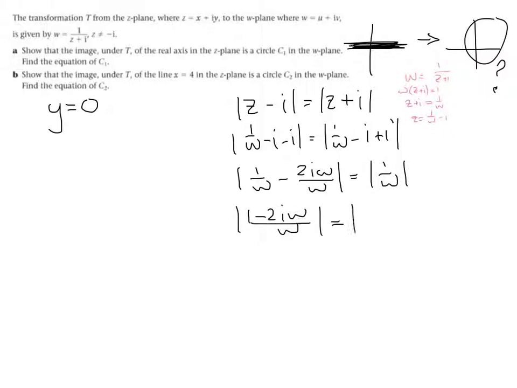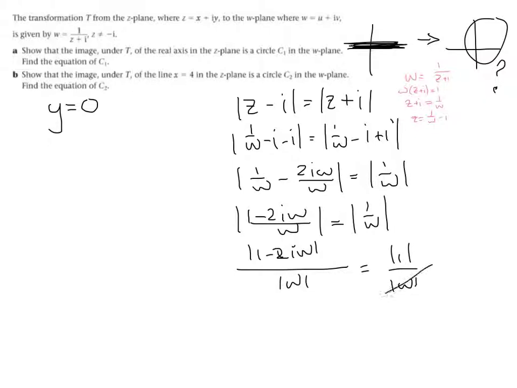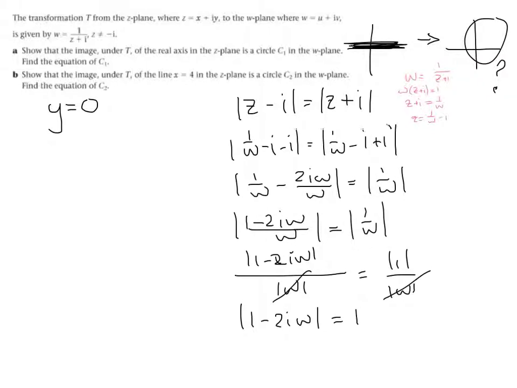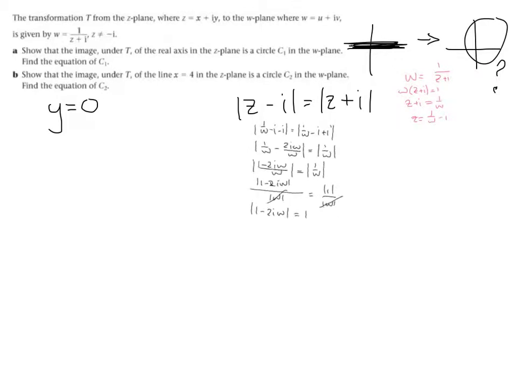This is just the fiddling round now. I'm going to use the fact that the modulus of the fraction is the modulus of the top over the modulus of the bottom. And what else can I do? I can cancel these mod w's off the bottom, giving me |1 minus 2iw| equals 1, because the modulus of 1 is 1. Okay, it's a good start. I'm not recognising it just yet. Let's give myself a bit more room.